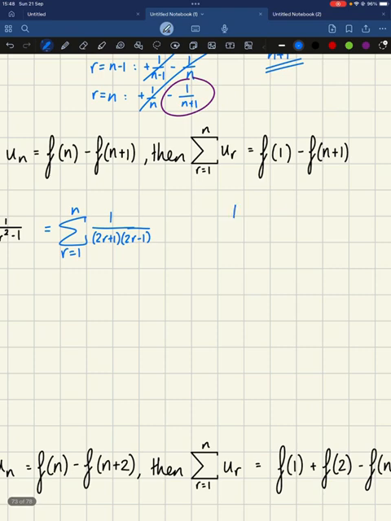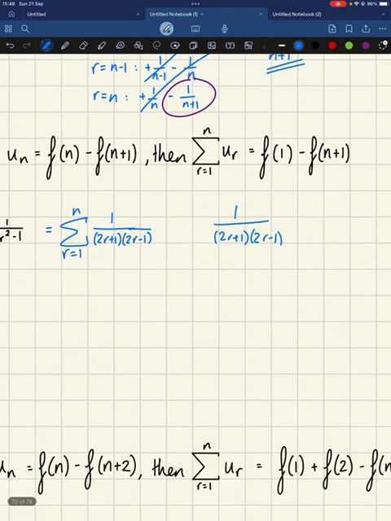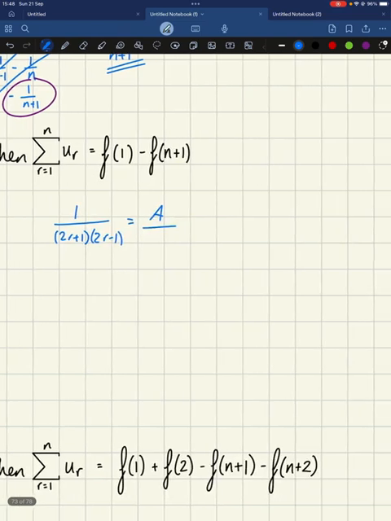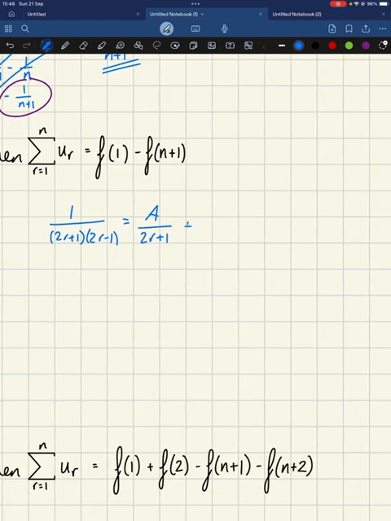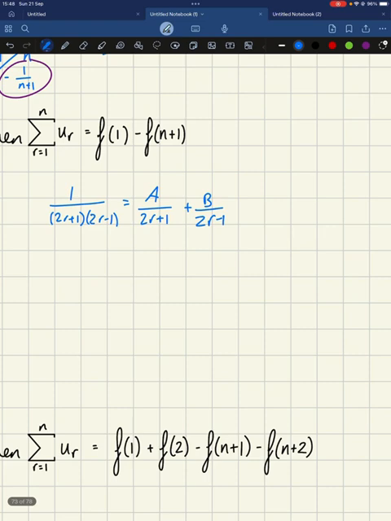So we can say that 1 over 2r plus 1 times 2r minus 1 is equal to a over 2r plus 1 plus b over 2r minus 1. Multiply everything over by this denominator, so we get 1 is equal to a multiplied by 2r minus 1, as the 2r plus 1 will cancel out, plus b into 2r plus 1.